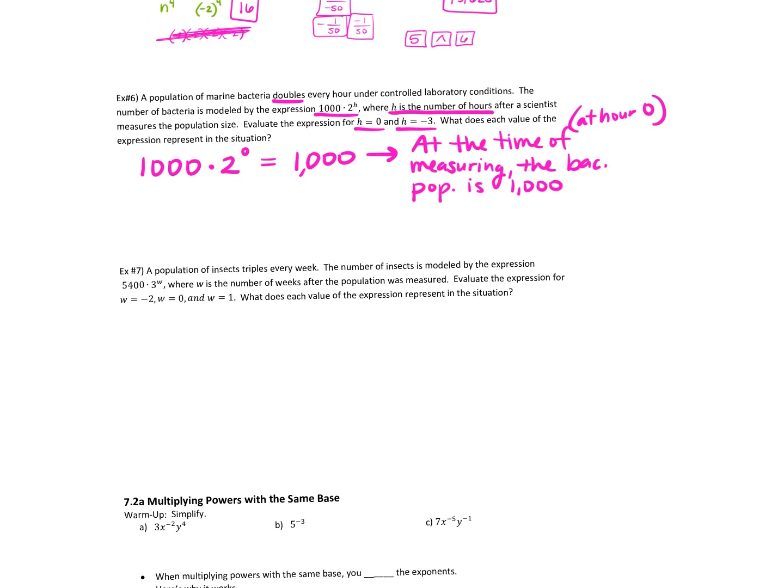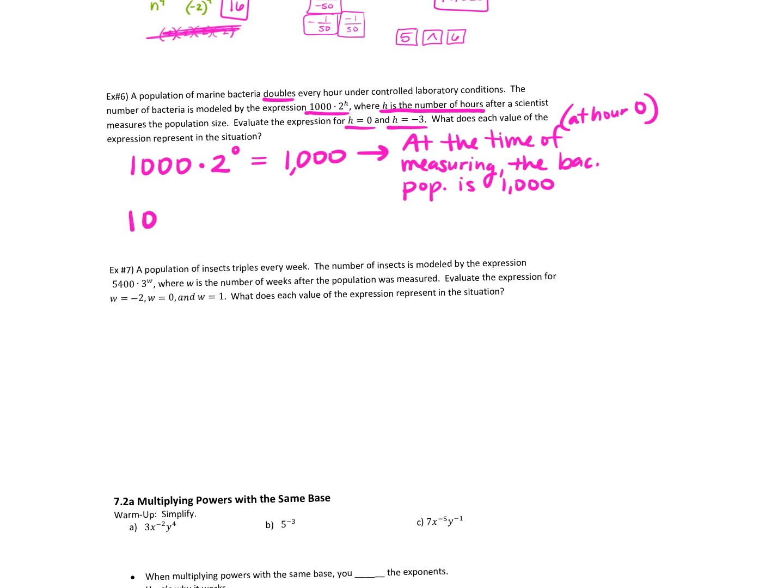So h being negative 3 then, you're going 1,000 times 2 to the negative 3rd power, right? We're just dropping that negative 3 into our setup. You could, on this, rearrange 2 to the negative 3rd. If you did, it essentially would be 1,000 times what? What is 2 to the negative 3rd power?